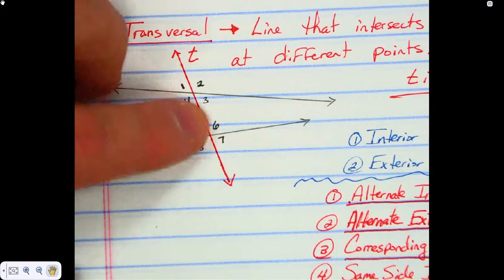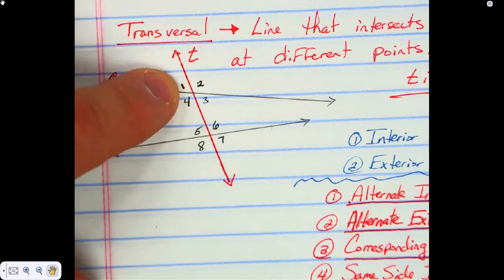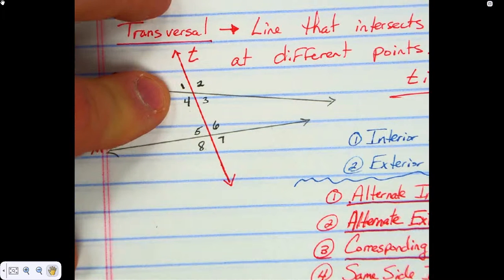Eight. Seven. No. Wait, five. Three. Five. No, five. It's three. Five. I said three. Why do you think three corresponds? Because there's front? Yeah. Okay, that's not a bad answer.